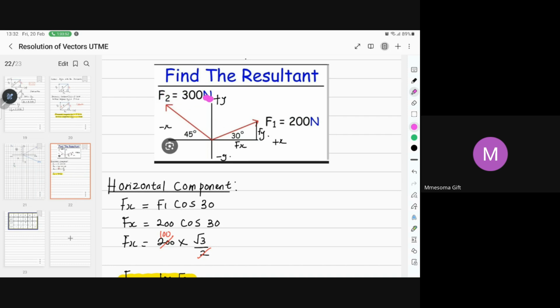So F2 here is 300, and the angle is 45, and that angle is with the horizontal. But remember, I want to push this very F2 down to the horizontal. I want to push it down, right?